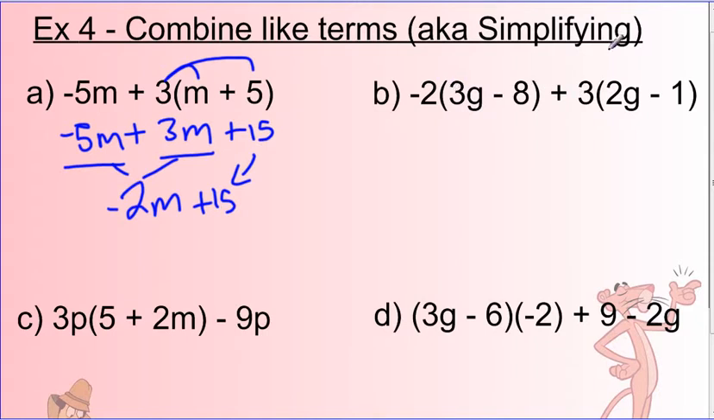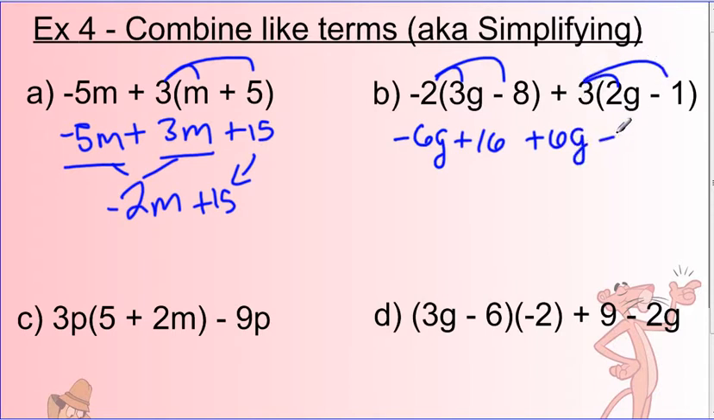So now we've got more distributing to do, so we can distribute here and distribute there. You're technically allowed to do that all as one step. So let's see here. This gives us a negative 6g. Negative 2 times negative 8 is a positive 16. Positive 3 times 2g is a positive 6g. Positive 3 times negative 1 is a negative 3.